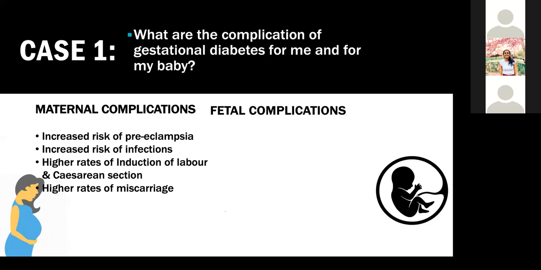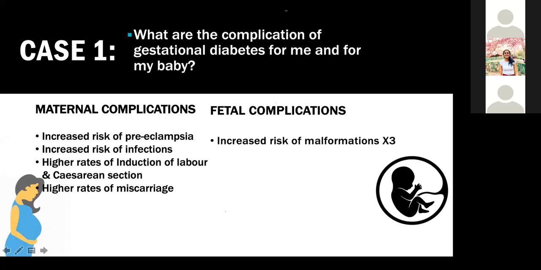Polyhydramnios, yes. And why do you get polyhydramnios with GDM? Yes, the baby's producing more urine, but why is the baby producing more urine? Yes, osmotic diuresis, exactly. So essentially there's a lot of sugar going to the baby, and the sugar has a diuretic effect, and water just follows. Good.